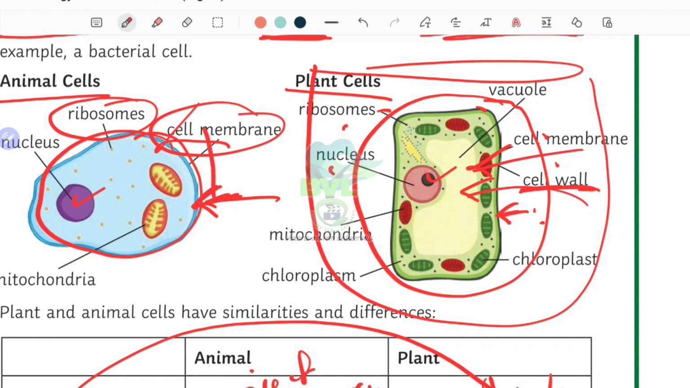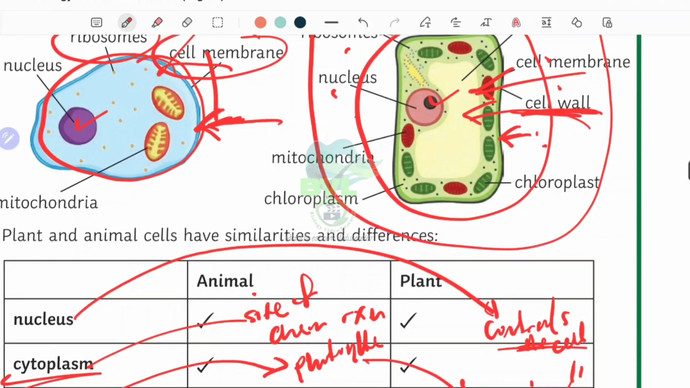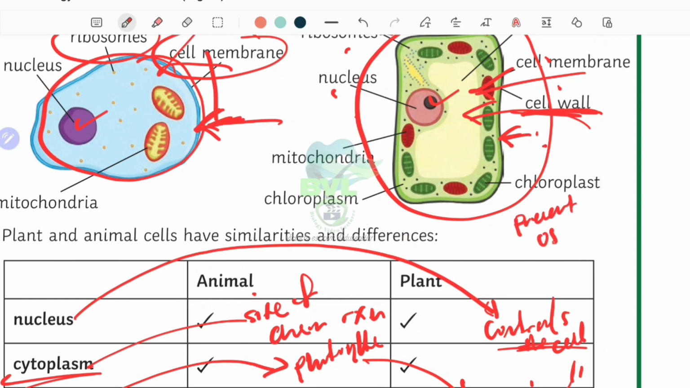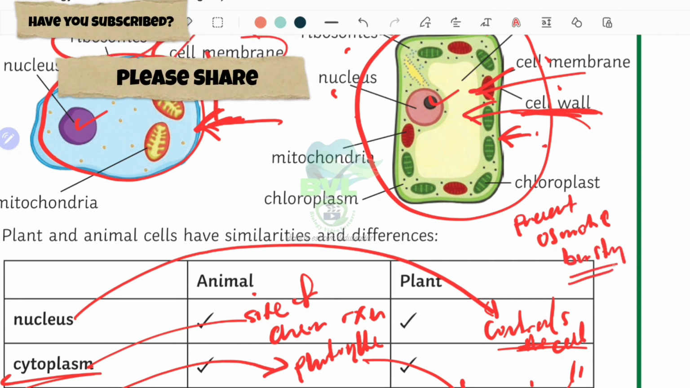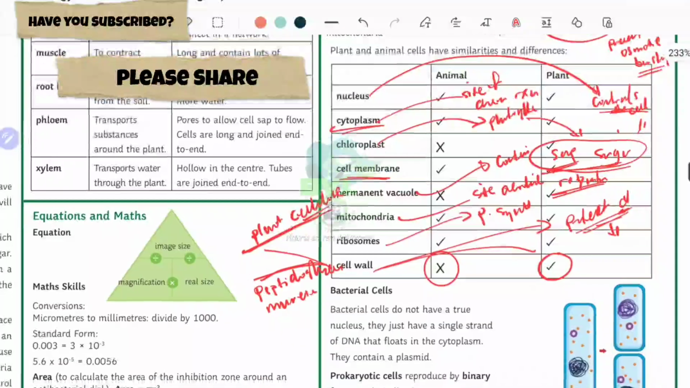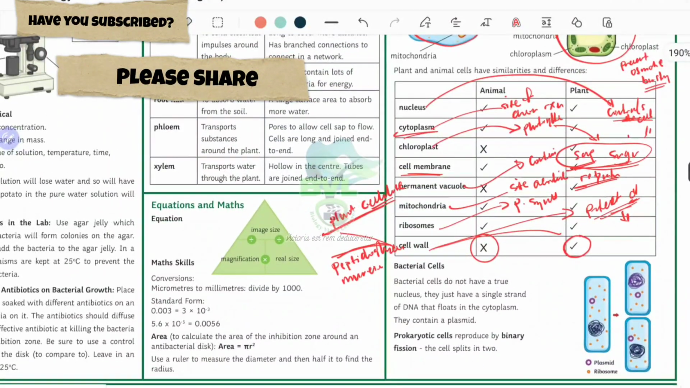So if you ask what the advantage or significance of the cell wall in plants is, it prevents osmotic bursting. Let me write that. It prevents osmotic bursting in the plant, because the plant can suck in all the water it wants to, but it's not going to burst because the cell wall is quite rigid. So that's a quick overview of the functions of the organelles.